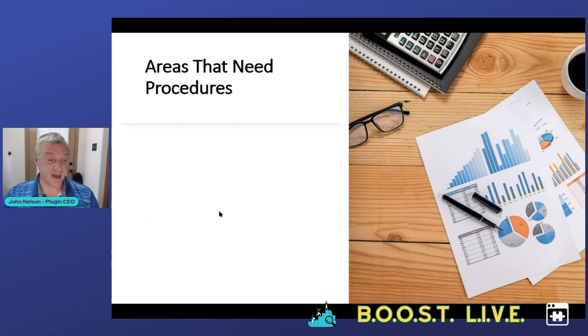So let's talk about, before I screw everybody up even more, procedures. Now there are three areas where procedures are not only relevant but absolutely necessary. And most of you watching this are going to look and say, I don't have procedures in those areas. And you're probably right. Most of us don't.